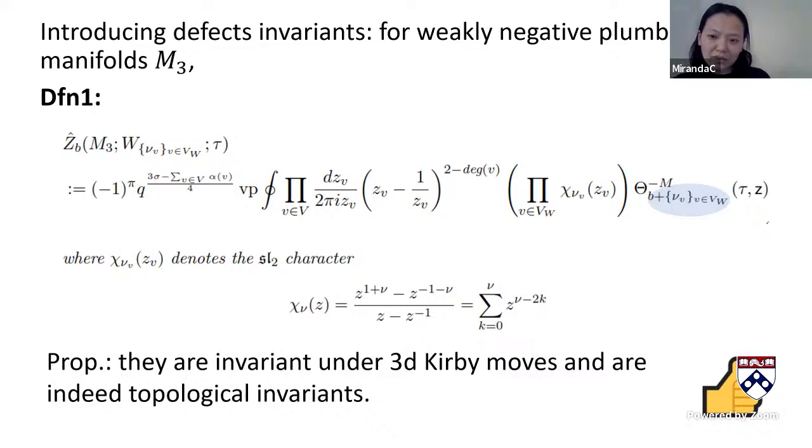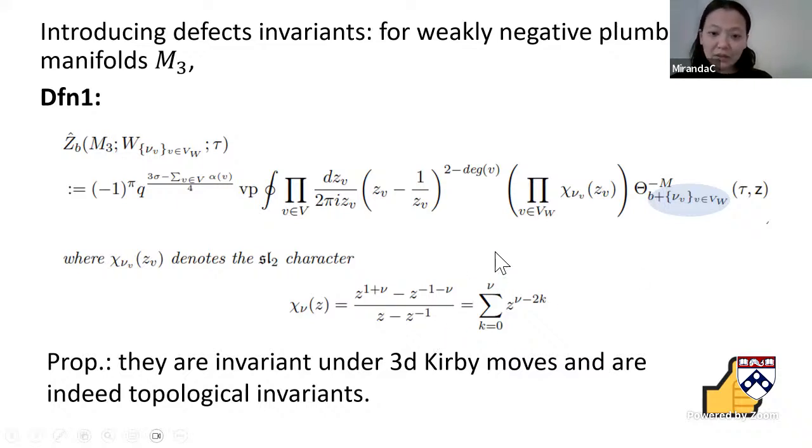Okay, so Miranda, what is this physically? Is this line or surface defects you're inserting in the partition function? Right. So we conjecture that they capture the Wilson line operators that correspond to M2 branes wrapping the links that correspond to these nodes. But we can't prove that. Just like the original plumbing definition, it's a conjecture.